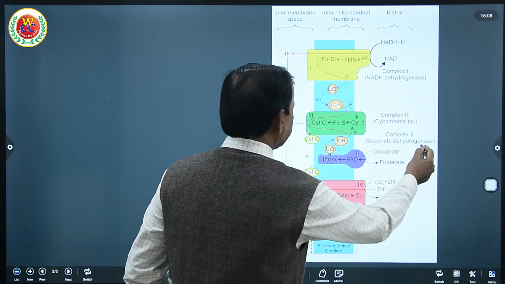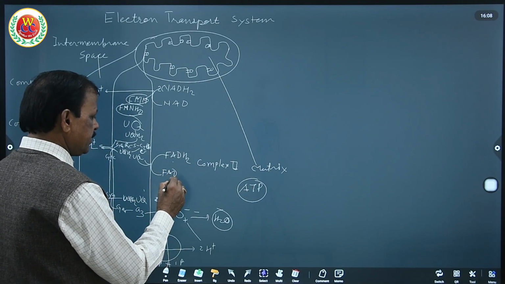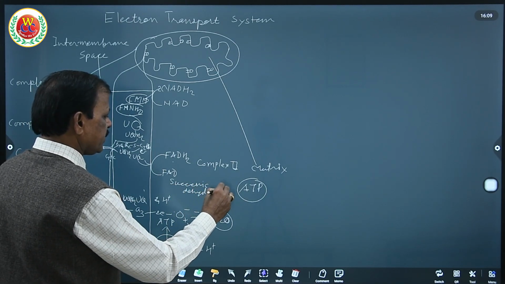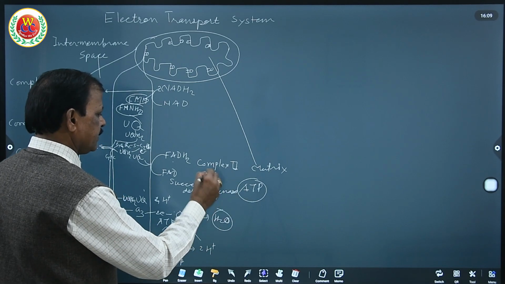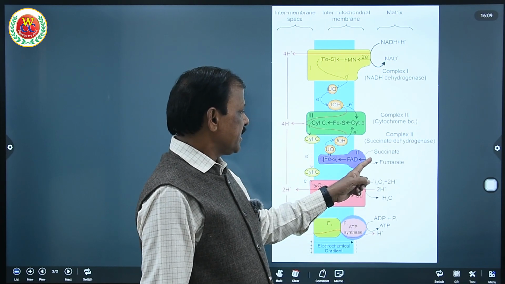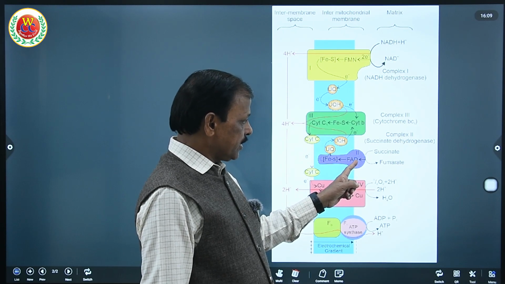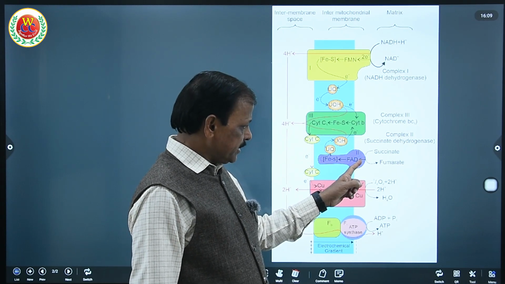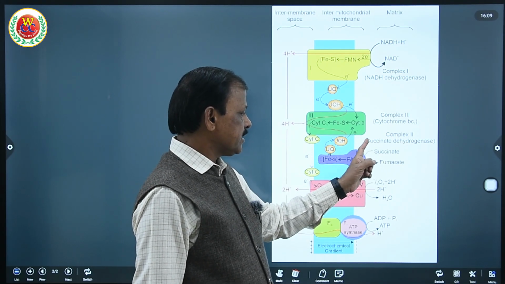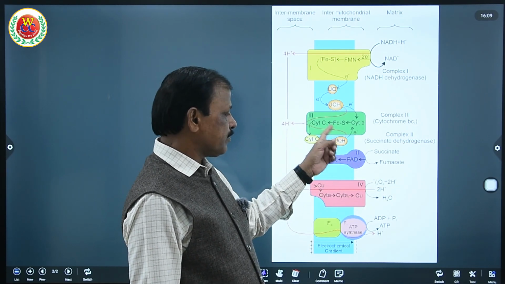As it is mentioned here, succinic dehydrogenase. Yes, here FADH2 is oxidized into FAD in the presence of succinic dehydrogenase. So this succinic dehydrogenase is called complex 2, and that is what we have to remember. Complex 2, succinic dehydrogenase, is used to convert FADH2 into FAD, and by that time succinate gets converted into fumarate, releasing protons.